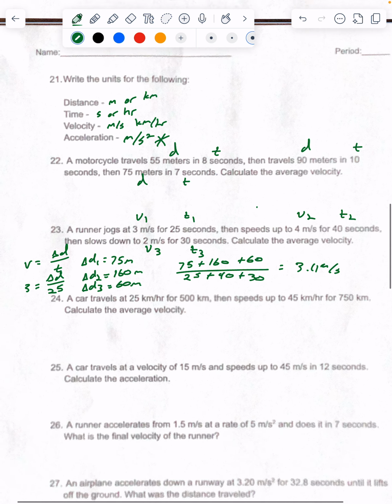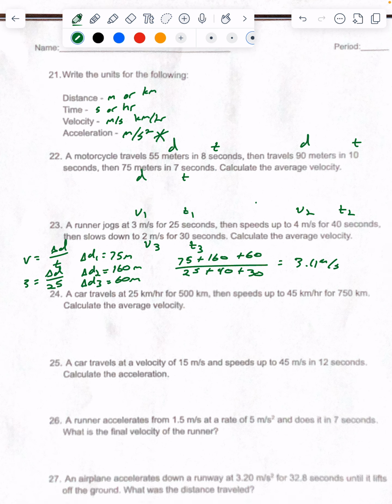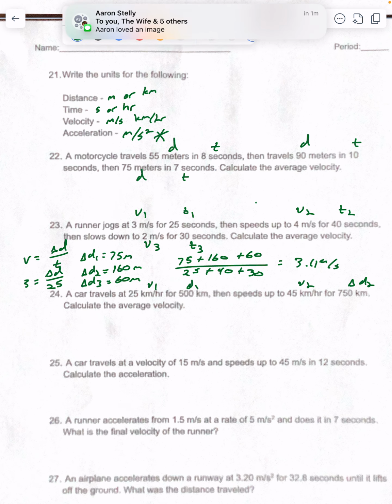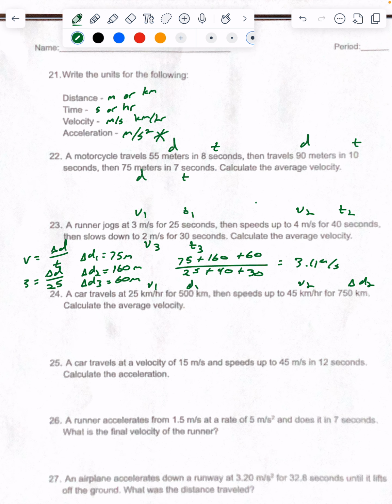Okay. Number 24, car travels at 25 kilometers per hour. That's V1. For 500 kilometers, that's D1 now. And then speeds up to 45 kilometers per hour, that's V2. And then for 750 kilometers, that's D2. So what I did is I gave you the other type, which is what happens when I give you distances and we don't have times. We're just going to do the same thing. V equals D over T. So 25 equals D, which is 500, over time.